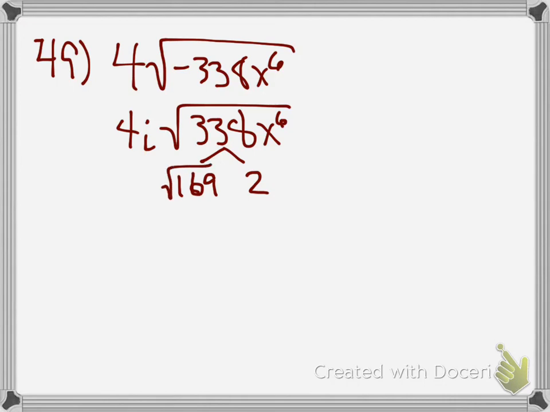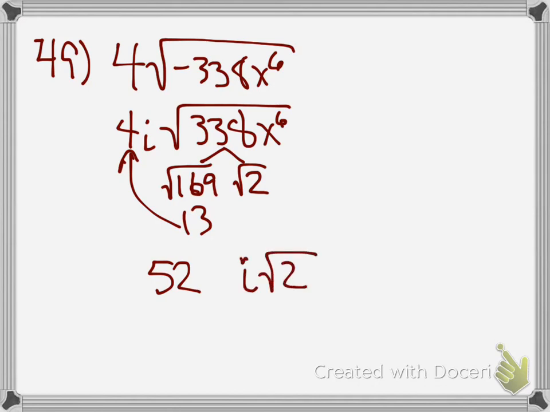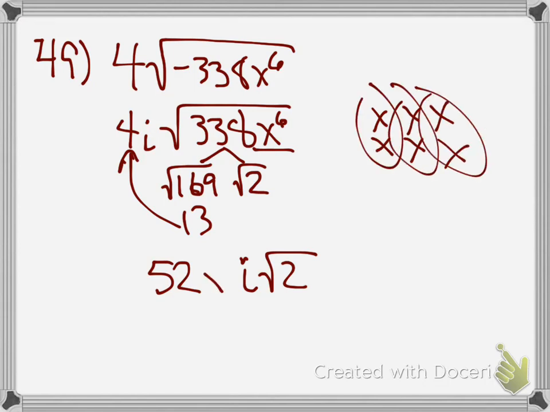The square root of 169, according to the table, is 13. 13 times 4 is 52. And again, I'm going to put a space here, i square root of 2. Then with 6 x's, put them in pairs because this is square roots. How many pairs do I get, or how many groups of 2? I get 3 groups of 2.